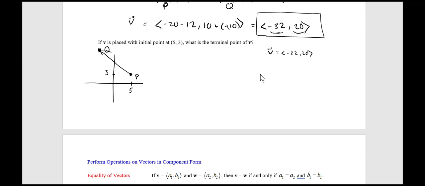So if we want to figure out what point q is, or what its coordinates are, we need to give some labels to these. Let's call these x and y. The coordinates of q are x and y. And we know the coordinates of p are 5 and 3.